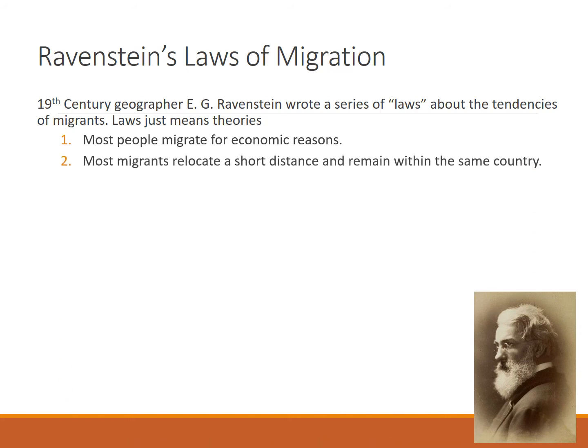Most migrants relocate a short distance and remain within the same country. Again, when we're asking if these things are still true, we have to think, are they likely to be true? And if we're dealing with human actions, the easiest things are those that are likely to be true, aside from any other more potent reasoning. And in this case, yeah, it's much easier to migrate short distances than it is to migrate long distances or international ones. And people will still migrate short distances for economic reasons.